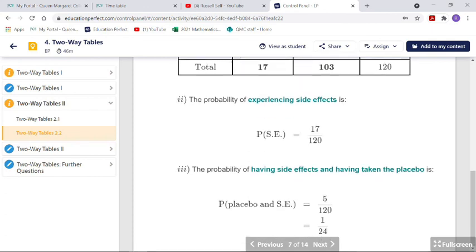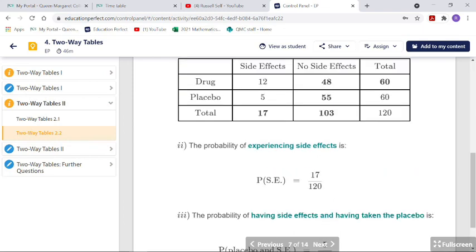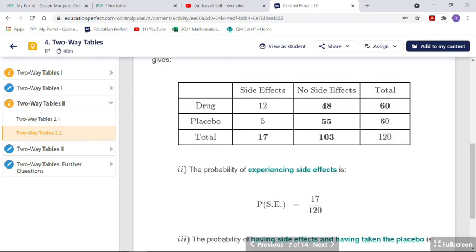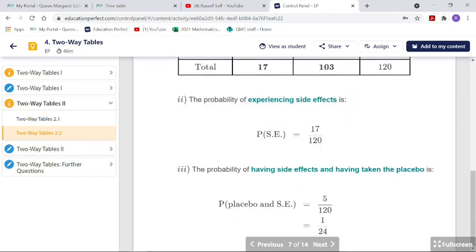Probability of having side effects and having taken the placebo. So placebo was here. Side effects is here. So how many is that? Out of how many total people? 120. Now, all of these today should be out of that grand total.